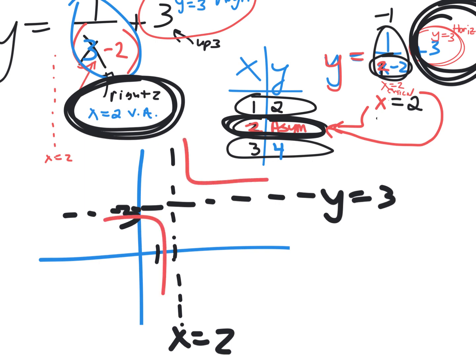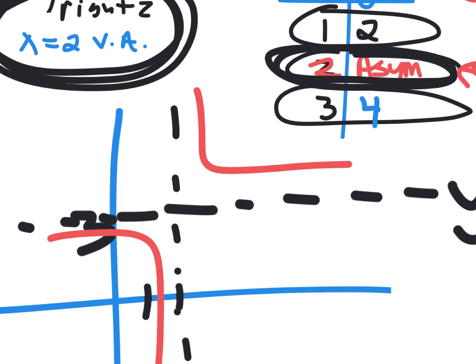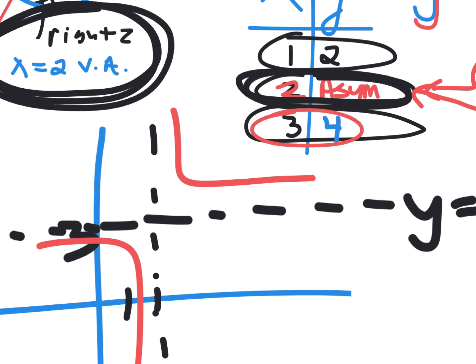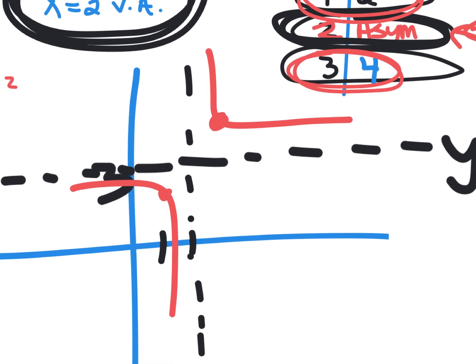Have you gotten used to that little pattern? Like where I just put the red lines? That's what the graphs look like. But I need a few points like 3 comma 4. See, this is 3 comma 4. And this point is 1 comma 2. I bet you that's this one. Yup. Over 1 up 2. It's all matching up.